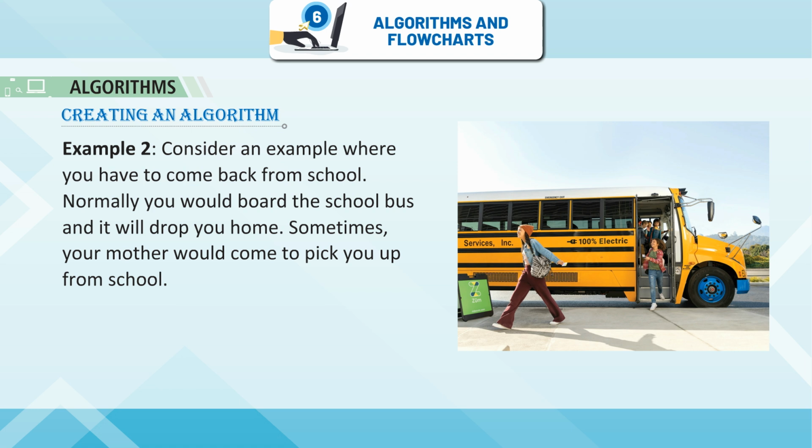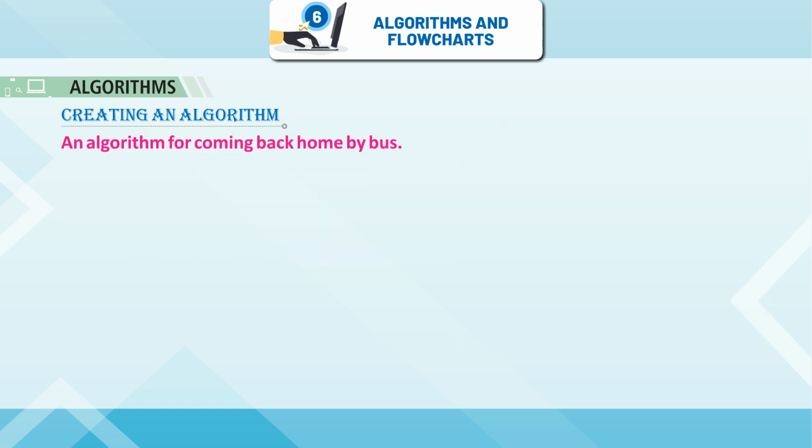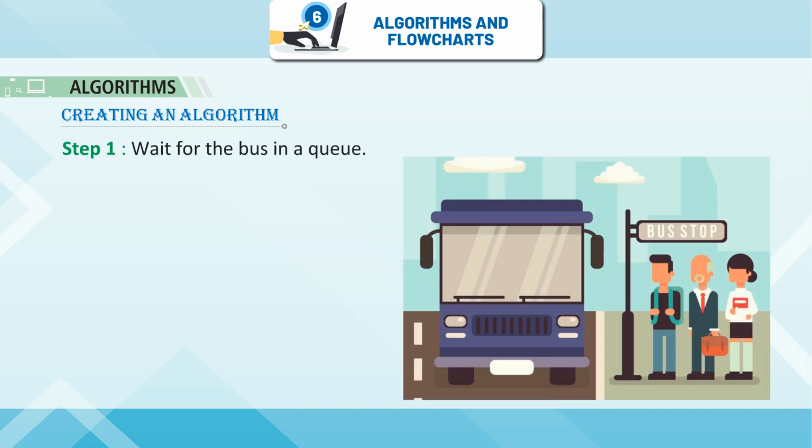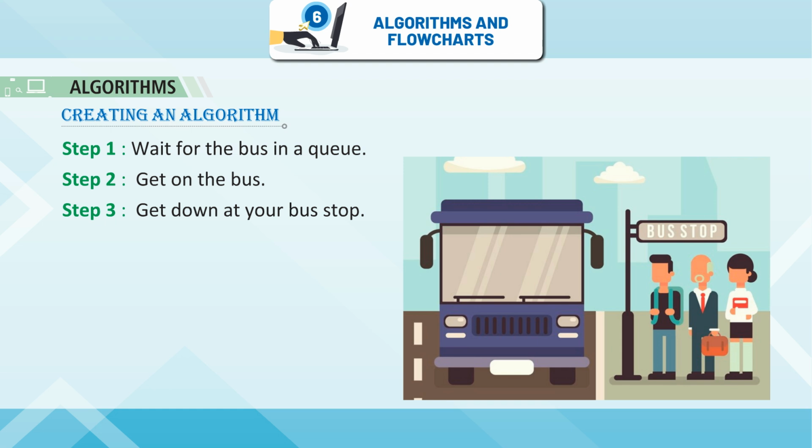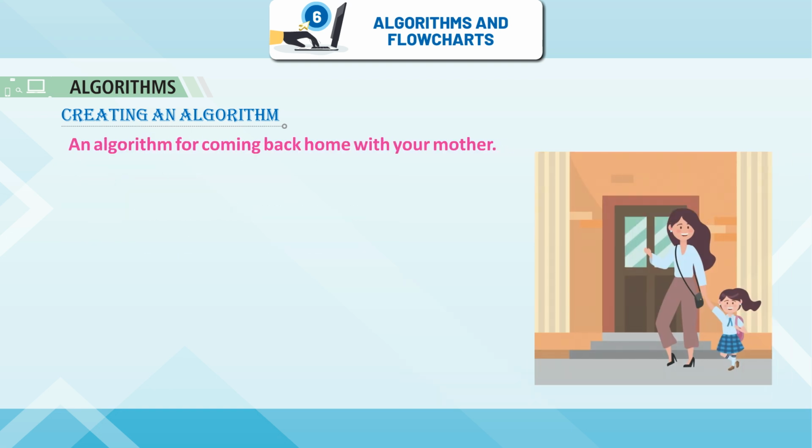Example 2. Consider an example where you have to come back from school. Normally you would board the school bus and it will drop you home. Sometimes your mother would come to pick you up from school. An algorithm for coming back home by bus. Step 1. Wait for the bus in a queue. Step 2. Get on the bus. Step 3. Get down at your bus stop. Step 4. Walk down to your house.